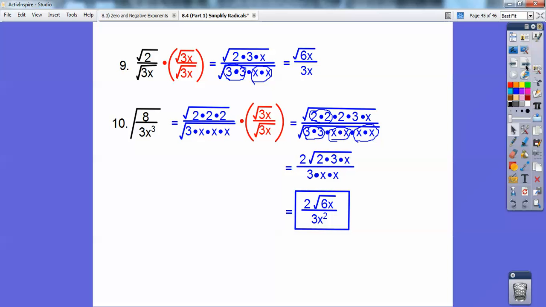All right, and I'm going to stop it right there. I think this is a good stopping point. I'm going to split this section 8.4 into two sections. So take a look at part 2 when you're done completing this one right here.